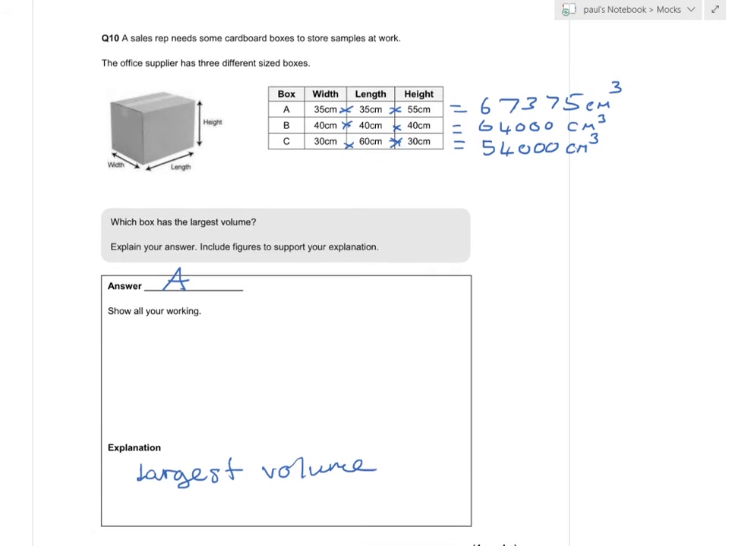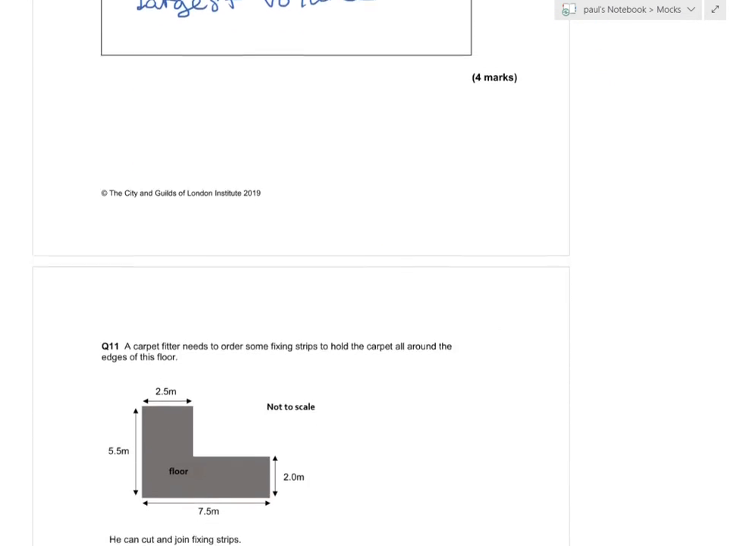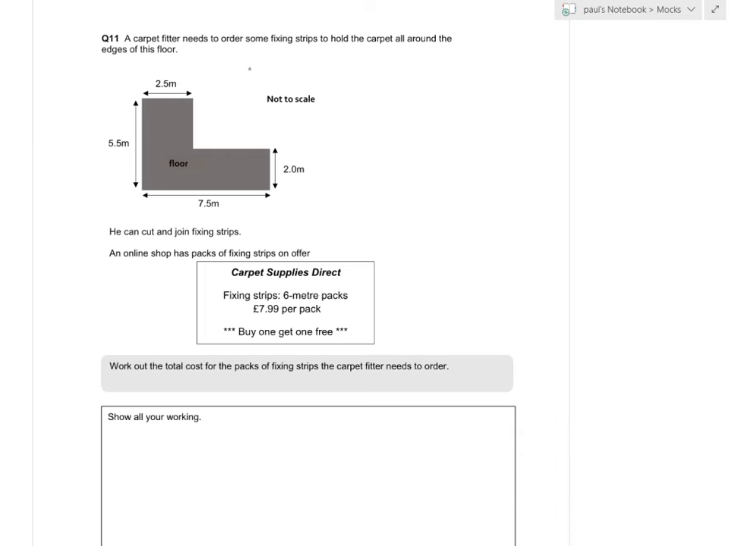Okay. Now, what have we got next? A carpet fitter needs fixing strips to hold the carpet all around the edges of the floor. You can cut and join fixing strips. A shop has packs of fixing strips, 6 meter packs, buy one get one free. So we've got to work out the perimeter of this.